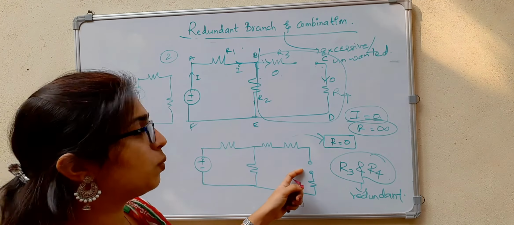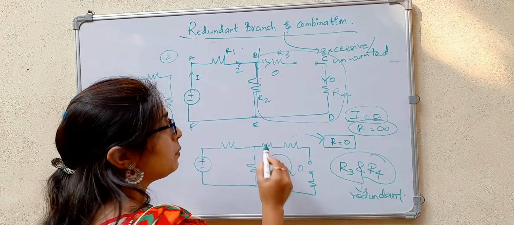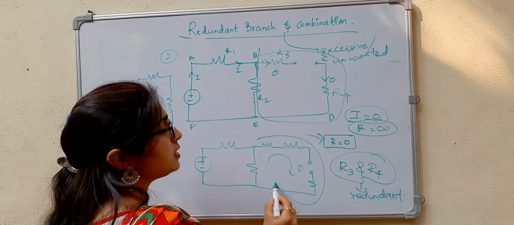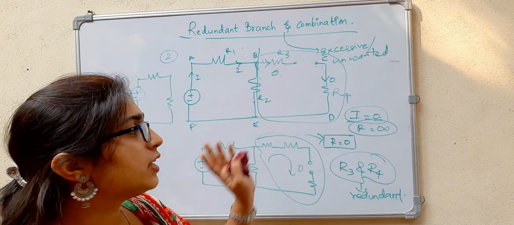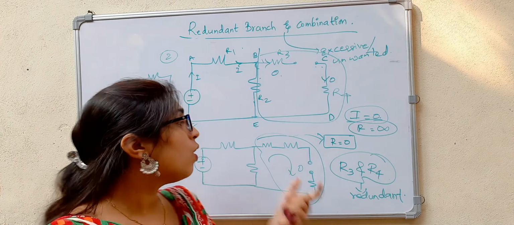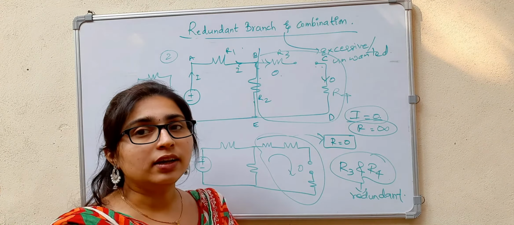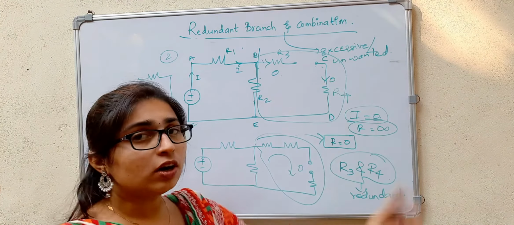So if we have another case, here also there is an open circuit. That means the current flowing here will be equal to 0. That means this combination of resistances can be considered as redundant. So if there is any short circuit across a resistance or combination of resistances, or if there is an open circuit, then they can be considered as redundant. That means unwanted or excessive.